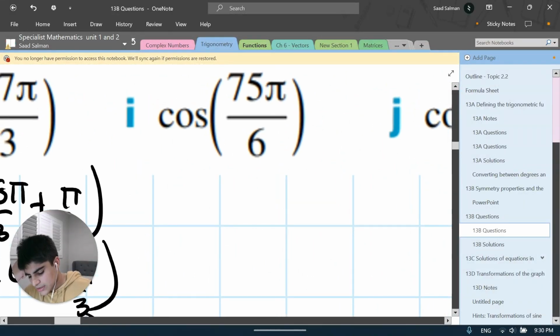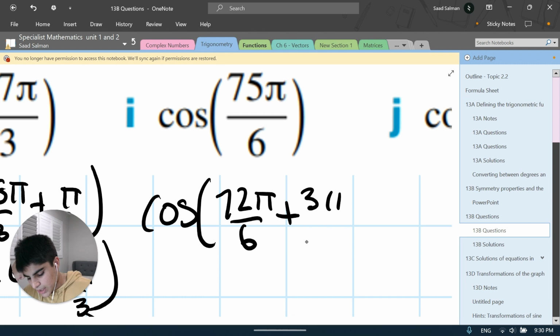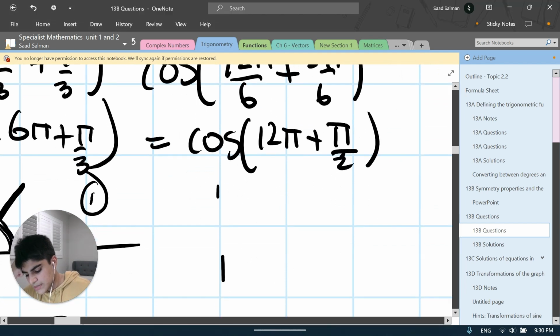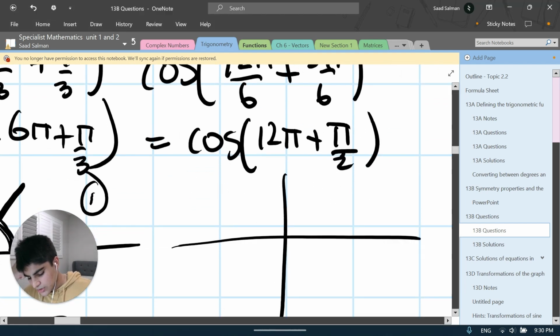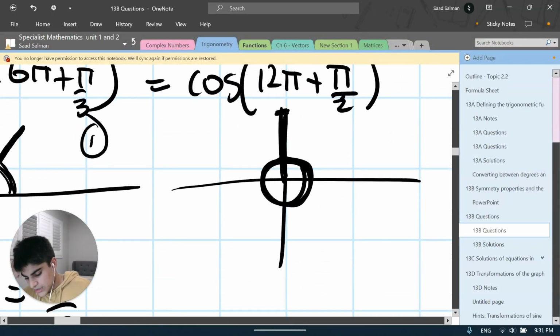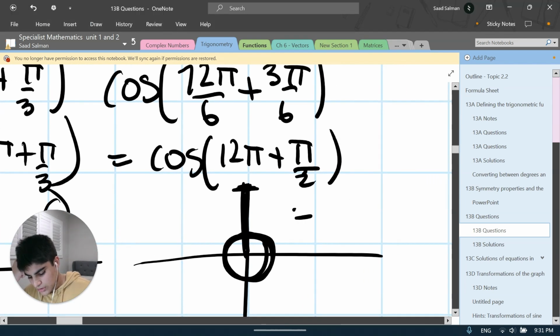Cosine 17 pi on 6. This value is equivalent to cosine 12 pi on 6 plus 3 pi on 6. This equals cosine 12 pi plus pi on 2. Cosine 12 pi plus pi on 2, the exact value is equivalent to finding 6 full revolutions plus pi on 2. This is the exact value of cosine 17 pi on 6. At this point, cosine is 0.